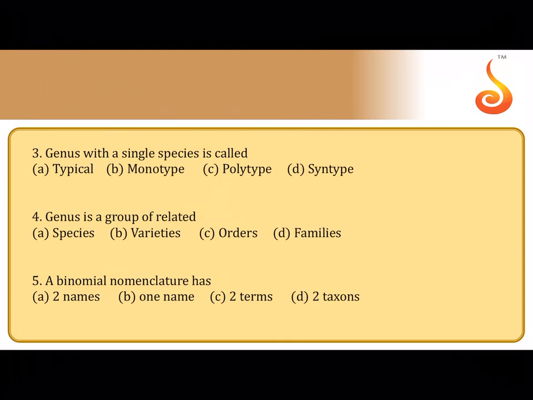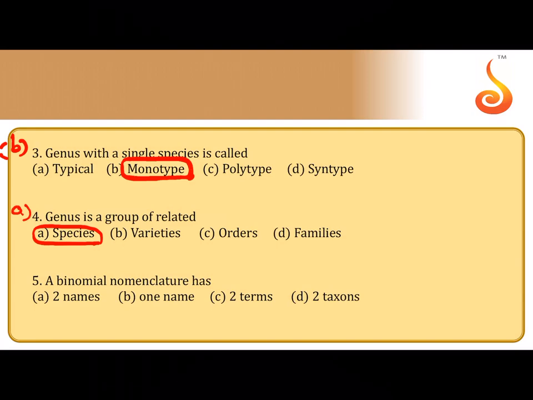A genus with a single species is referred to as a monotypic genus. Say for example Mangifera indica. This is only an example. Say indica is the only species under the Mangifera genus. Then we call Mangifera as monotypic. Okay. So it is the second option. Fourth one. Genus is a group of related species, because the species is the bottom of the ladder and above the species we have genus. We have put together related species in the same genus.